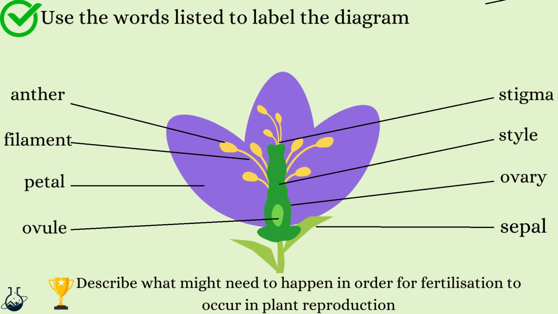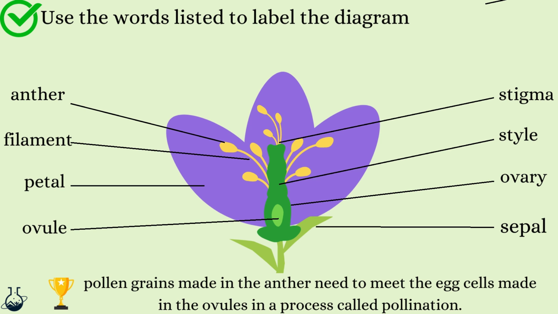Now, the challenge task was to describe what might happen in order for fertilization to occur in plants. If you watched my video on human reproduction, you may already know that fertilization is the fusion of two gametes. In human reproduction, this is sperm and egg. But in the case of plants, we need to refer to the plant gametes, pollen and eggs. So the pollen grains made in the anther need to meet the egg cells made in the ovules through a process called pollination. More on this in a bit.